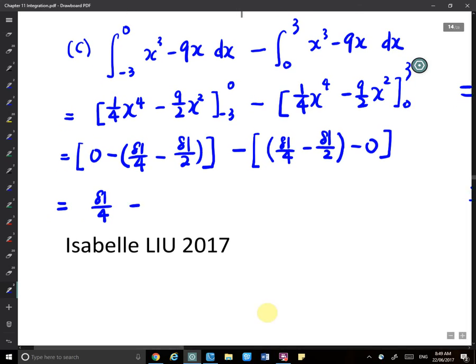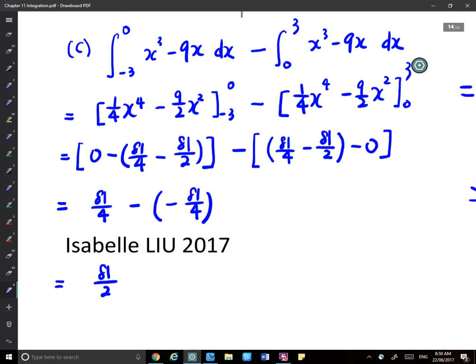And I'll subtract what inside here. A quarter subtract a half is negative a quarter of it. You have that. And overall you have 81 over 2. A quarter of that plus a quarter of that is a half of that. Okay, so 81 over 2.